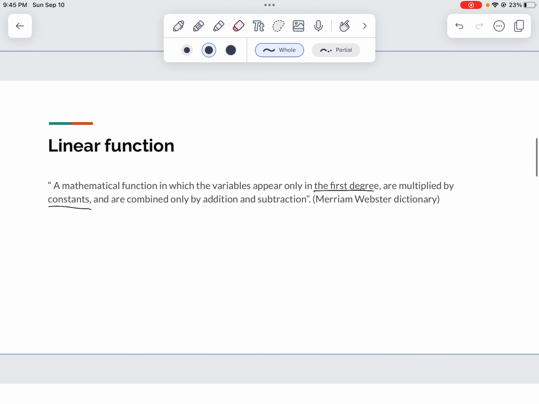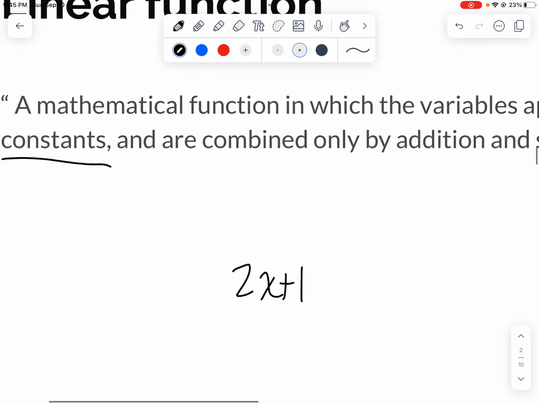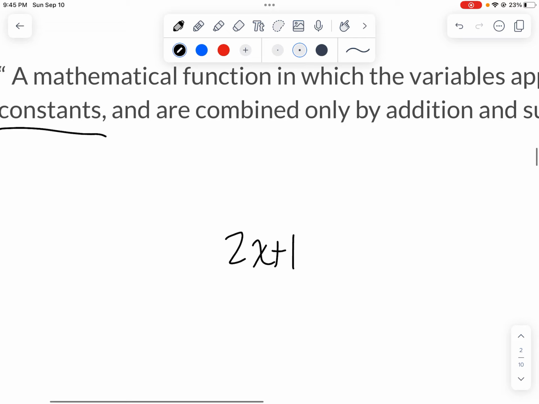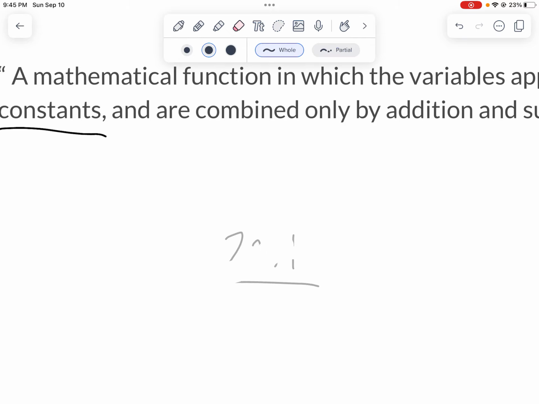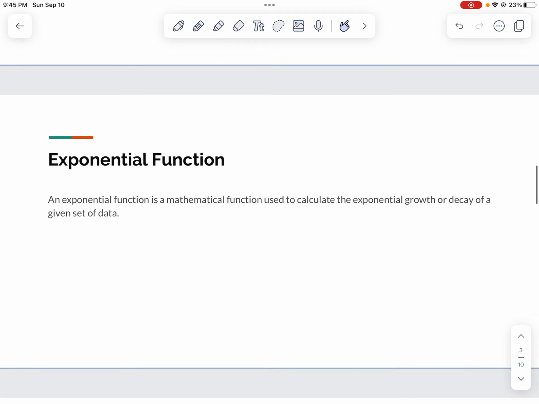And they are combined only by addition and subtraction, right? So it could be like 2x plus 1. This is what a linear function generally would look like, okay? I'll go over that more in further slides.